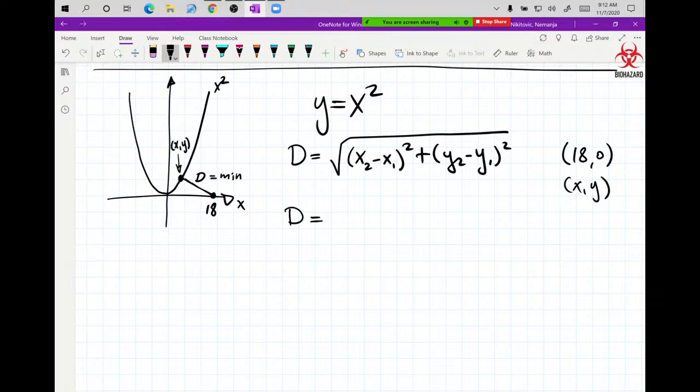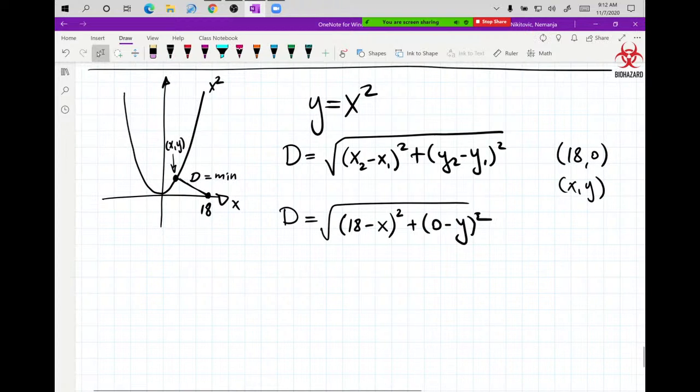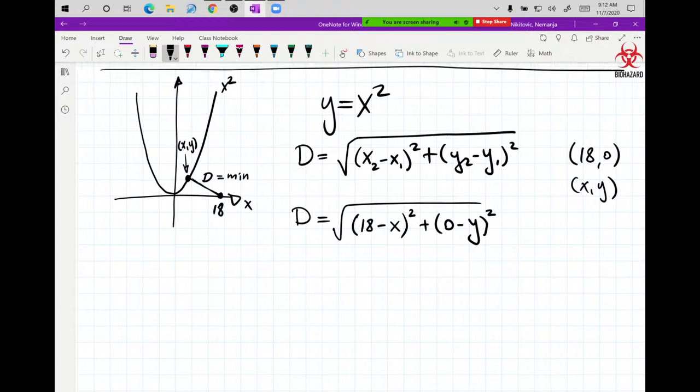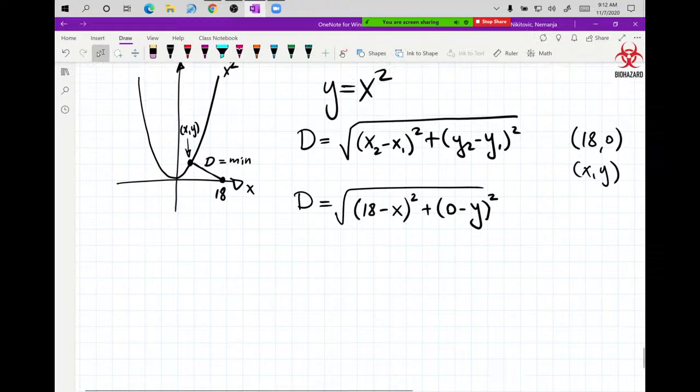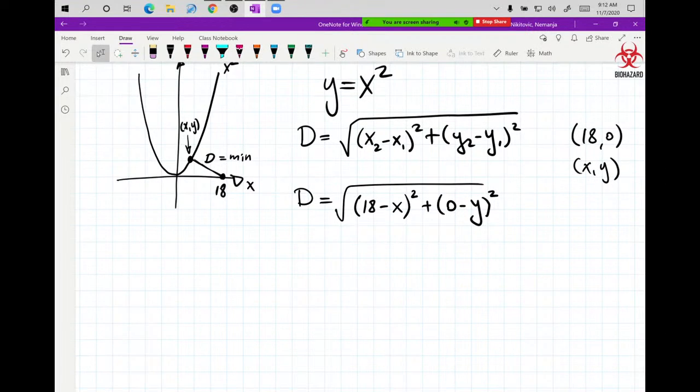So plug them in. And I don't really care which one is your first and which one is your second point. It doesn't matter. So we'll have (18 minus x) squared plus (0 minus y) squared. Uh-oh. We are experiencing overheating, so I'll have to go get the cooling already. Wow, we didn't even make it like 30 minutes.